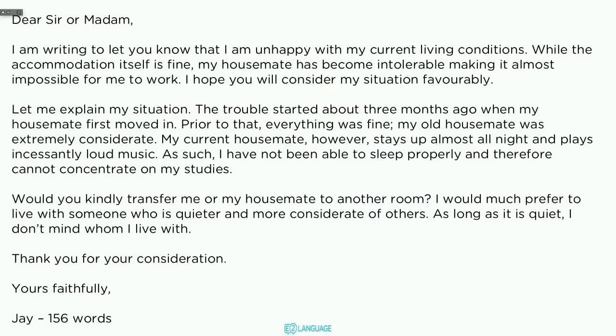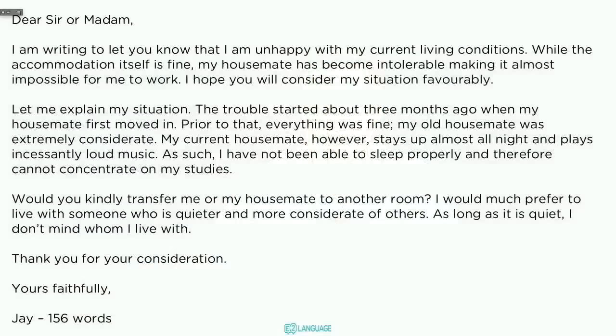Paragraph 2, let me explain my situation. The trouble started about 3 months ago when my housemate first moved in. Prior to that, everything was fine. My old housemate was extremely considerate. My current housemate, however, stays up almost all night and plays incessantly loud music. As such, I have not been able to sleep properly and therefore cannot concentrate on my studies. That's bullet point 2. That's my second paragraph.